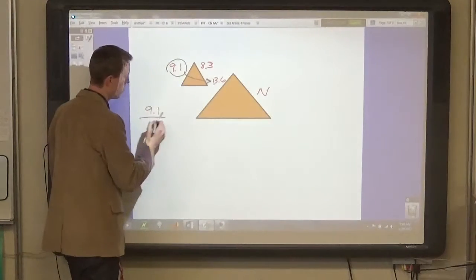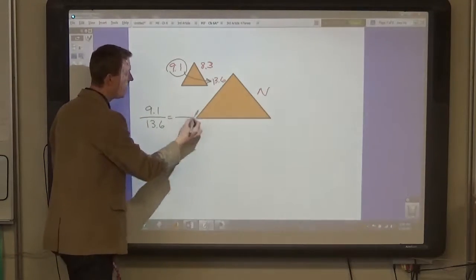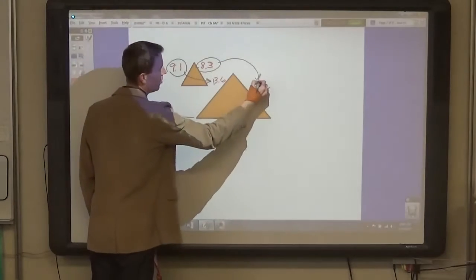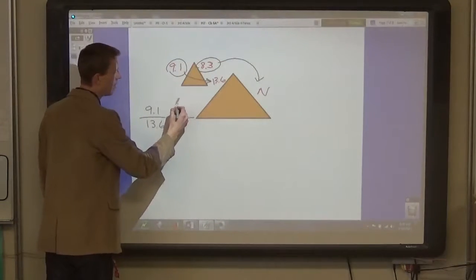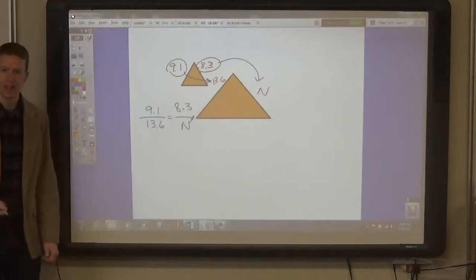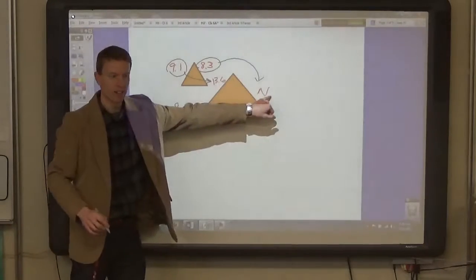And then n over 8.3, that equals. This side, 8.3, this side n. It'll be 13.6 times 8.3. Okay? And then we can solve it and find the missing side.